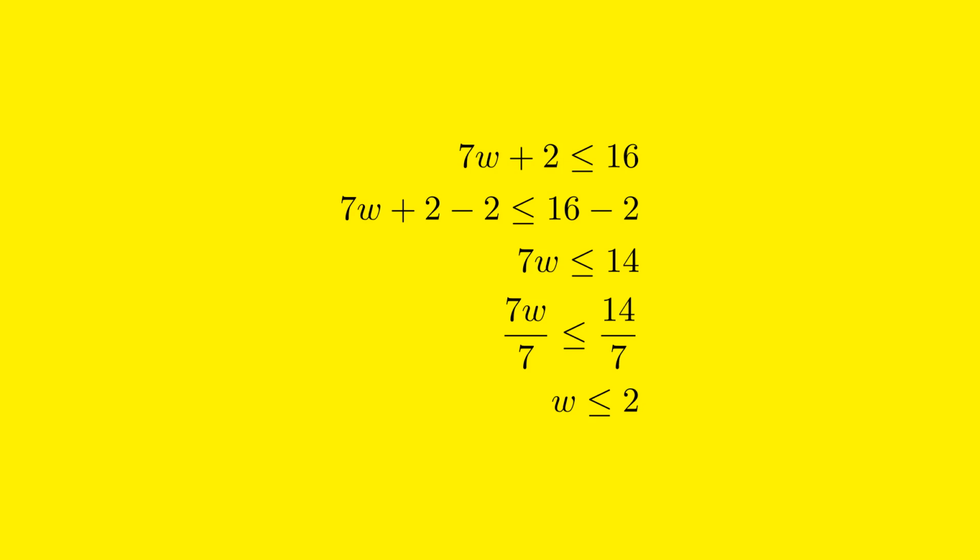In inequality notation, the solution is w less than or equal to 2. In interval notation, the solution is all numbers from negative infinity up to and including 2. So in interval notation, the solution is negative infinity to 2 inclusive.